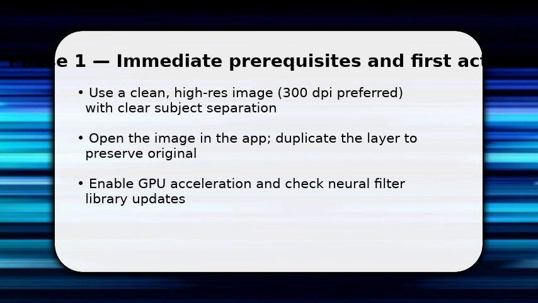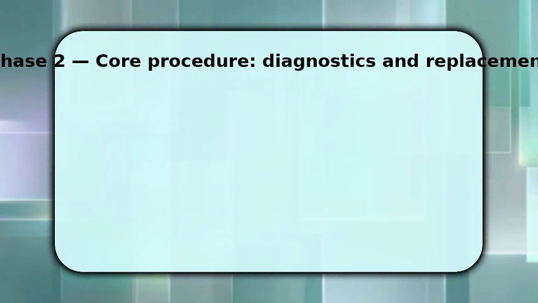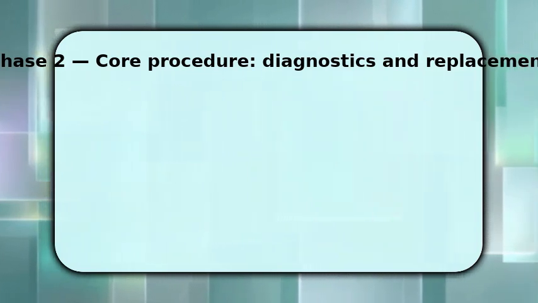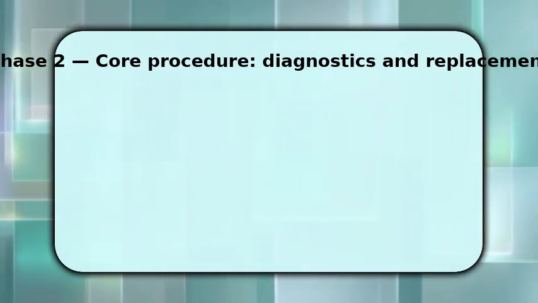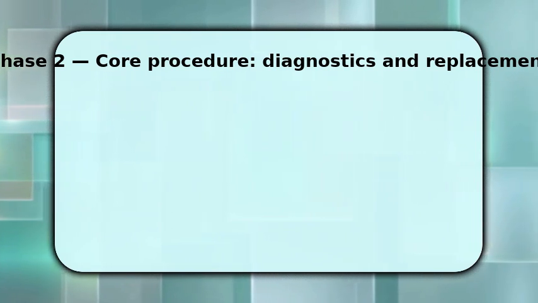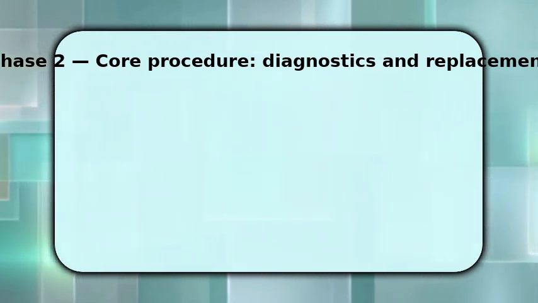You now apply and refine the chosen neural filter, starting with a preset to establish a baseline. Then, adjust strength, detail, and color sliders to control the effect. Small changes often look more natural.